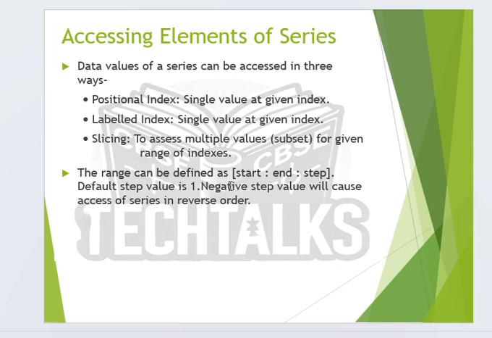The range can be defined as start, end (stop), and step. You have given the starting value, the end value, and the step. If you are not passing the third parameter, by default the step is 1. So if you have given start 2 and end 5, it will start from 2, then 3, then 4, then 5 by stepping 1. Otherwise, if you want some other step, you may provide the third parameter. Negative step values will cause access of the series in reverse order.